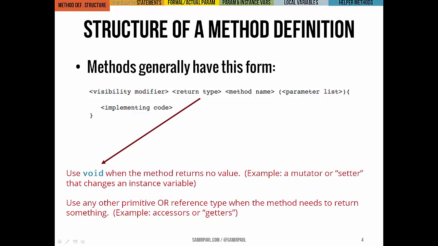If our method doesn't return a value, we'll set its return type to void, and that's often the case for mutators, which change an object's instance variables and don't necessarily return a value to us. But if a method's return type isn't void, then we can set the return type to any primitive or reference type. One of the most common types of methods that we'll see that has a return value are accessors or getters, which are methods that just return the value of one of the instance variables of an object.